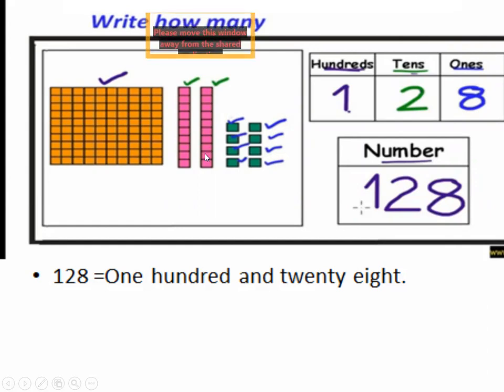This rod shows 10 blocks. So how many blocks of tens are there? Count with me. 1, 2. There are only 2 tens blocks. So we write 2 in the tens column.